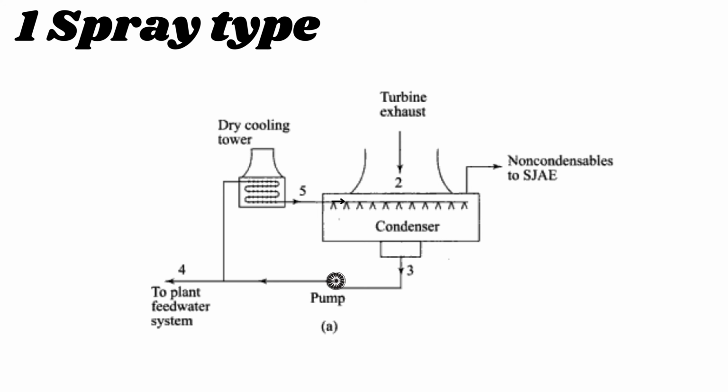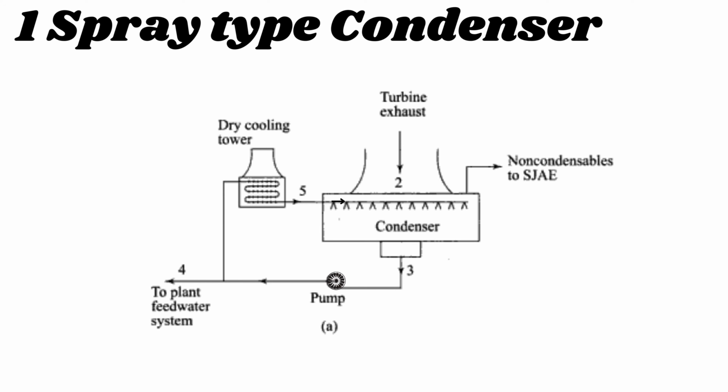In spray condenser, the cooling water is sprayed into the steam. Steam by mixing directly with cold water gets condensed. The exhaust steam from the turbine at state 2 mixes with cooling water at state 5 to produce saturated water at state 3, which is pumped to state 4. Part of the condensate, equal to the turbine exhaust flow, is sent back to the plant as feed water.